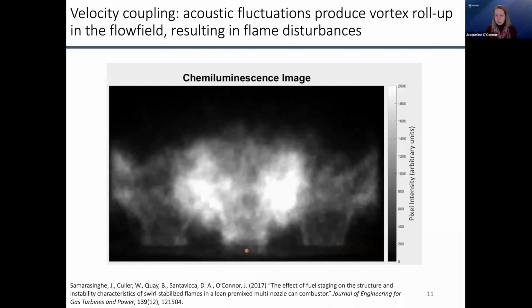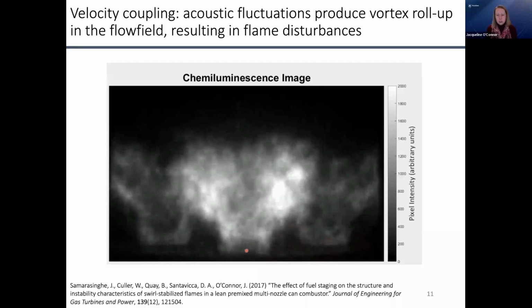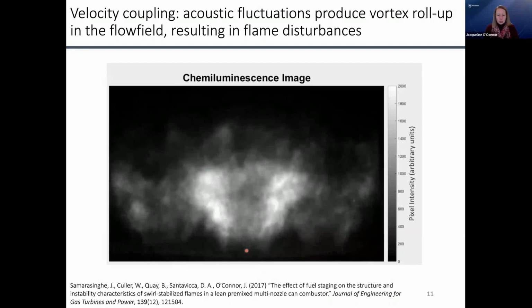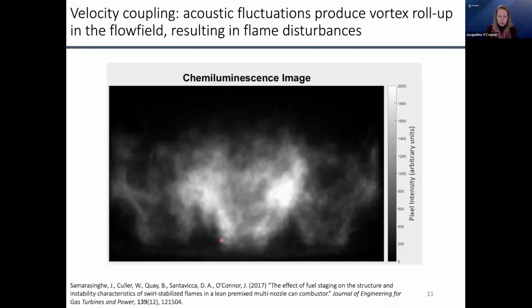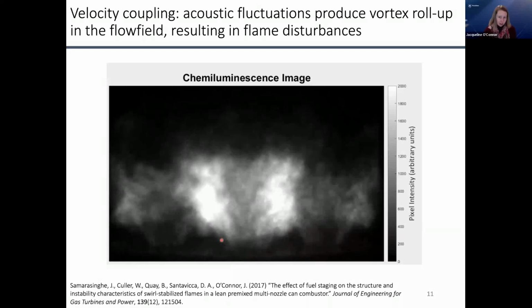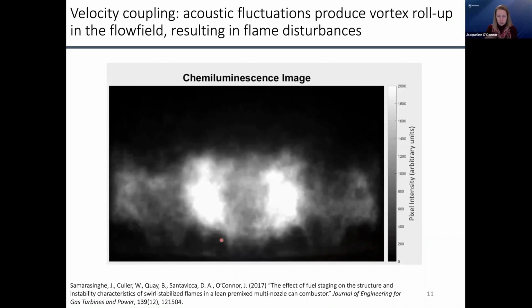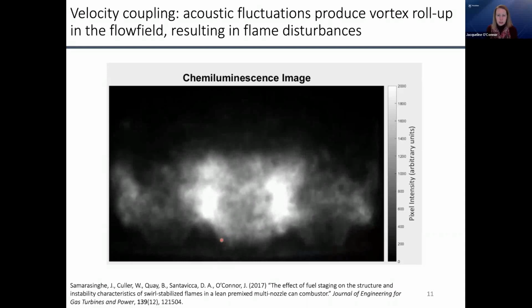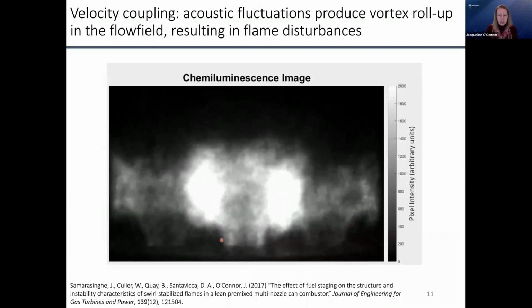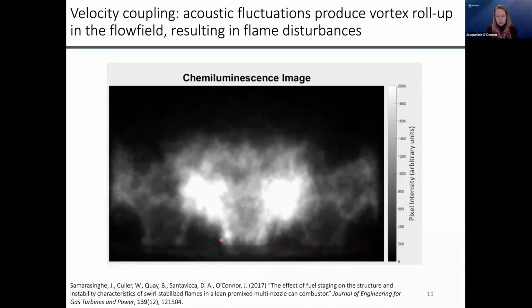You know, swirl and all the types of realistic features that you'd see in an actual engine. And you can still see coherent flame wrinkling at the instability frequency. So this is the self-excited instability. This flame is wrinkling and pulsing 520 times per second. So this again is a result of this velocity coupling.